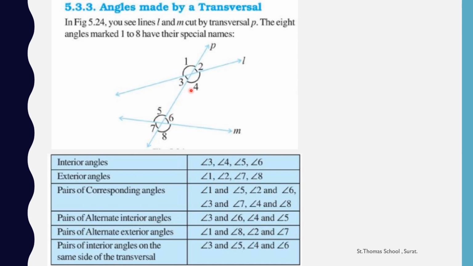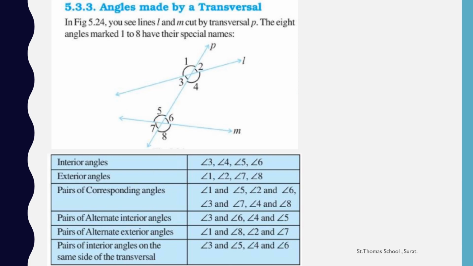Already we have studied interior angles are angle 4, angle 3, angle 6, and angle 5. So alternative means, this is the transversal, angle 4. Alternative interior angle means opposite side of the transversal, that is angle 4 and angle 5. Is it clear? Corresponding means on the same side, and alternative means opposite side. Like this you have to remember.